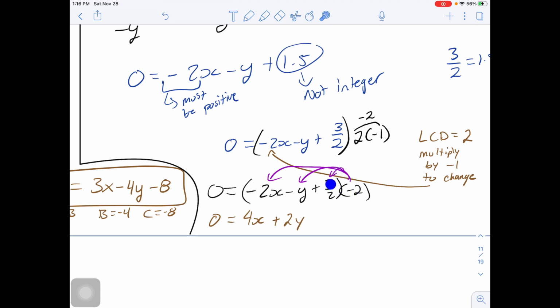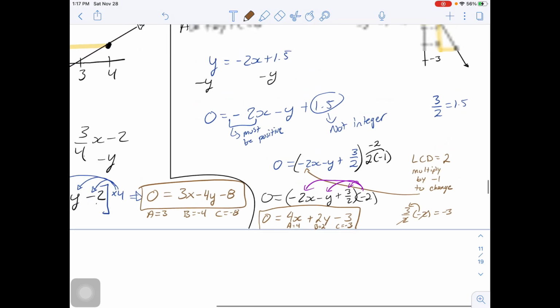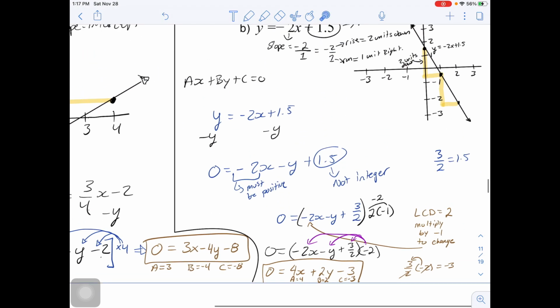Negative 2 times 3 over 2, well, we get our 2's to cancel out, and we still get that negative 1 times 3, which is negative 3. So this will become negative 3. And there is our answer in general form. So this is our a value, so a equals 4, b equals positive 2, and c equals negative 3. So there is us converting our slope-intercept form into general form.